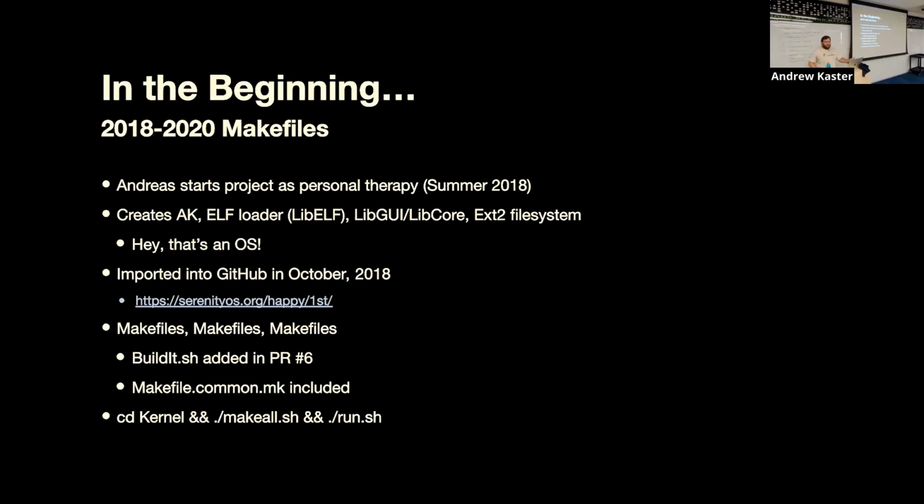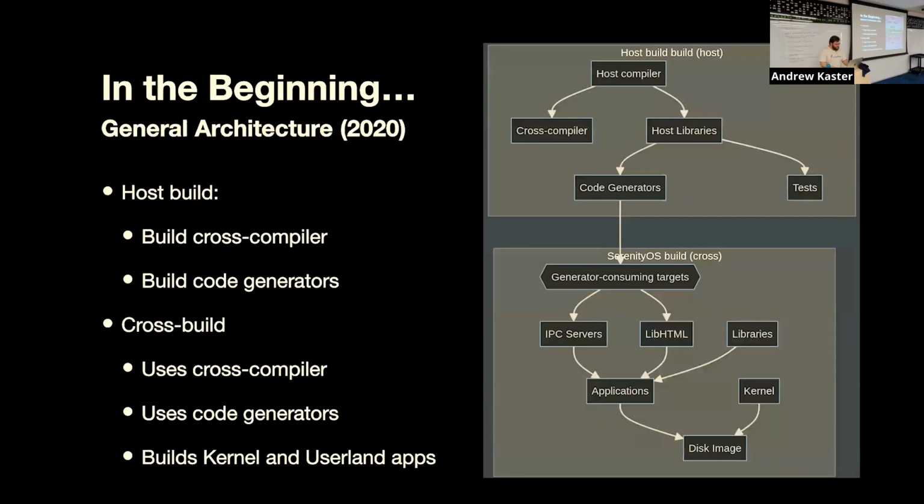And the way that you ran this was, every makefile just includes comma.make, you cd to the kernel directory for God knows why, and you run make all and run.sh, and it does some make stuff. And it was, well, it built the project. Yeah. So how did this actually work?